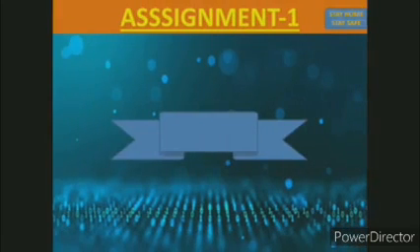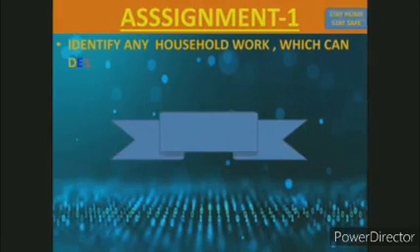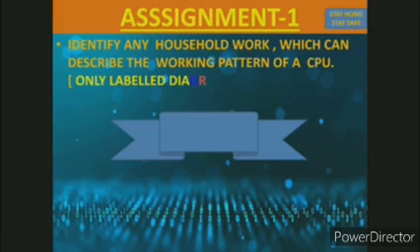Now please come down to the assignment part. There are 3 assignments. The first assignment is to identify any household work and diagrammatically represent it. There may be lots of household work which gets input from somewhere, then something is processed, and we get some output. You have to identify it and draw the diagram showing how this household work is similar to the way a CPU works.